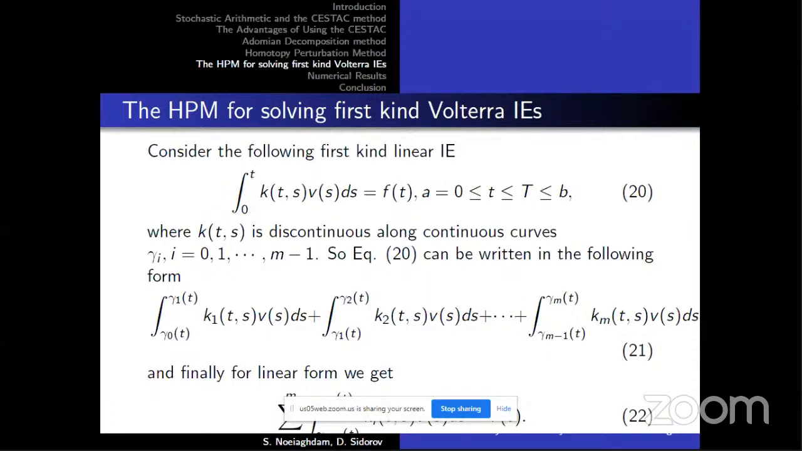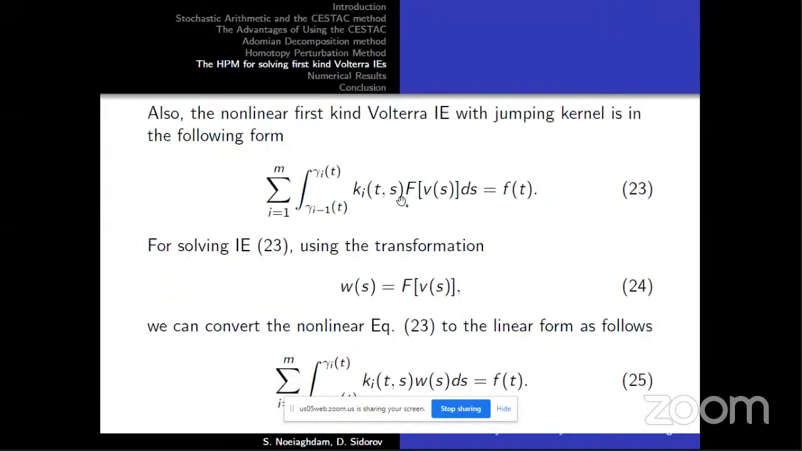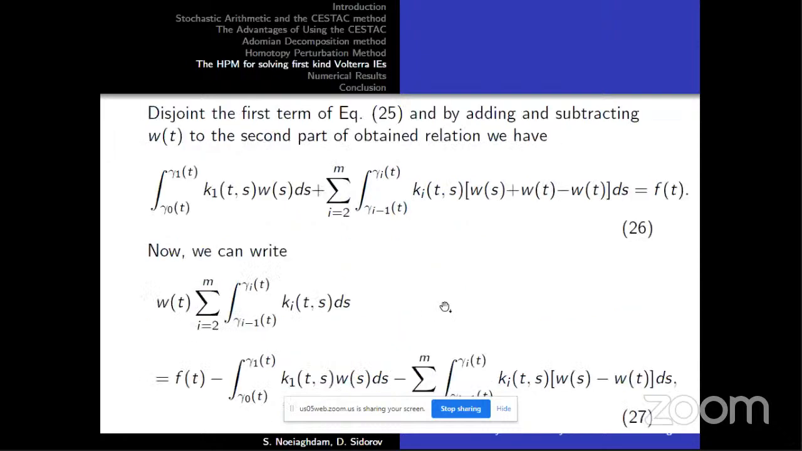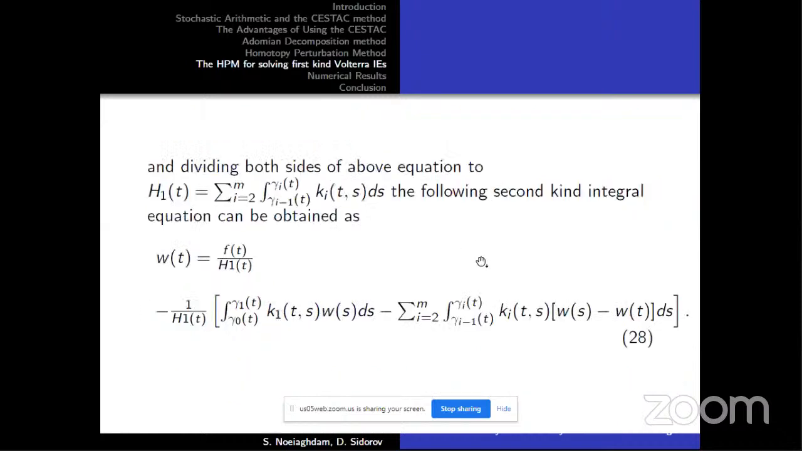The problem is applying the homotopy perturbation method for solving the first kind Volterra integral equation with a discontinuous kernel. Here we can see the nonlinear form of the problem. For the nonlinear part, applying a transformation, we will be able to change the problem to the linear form in equation 25. Also, if we add some function WT and subtract WT, we will be able to change the problem from the first kind integral equation to the second kind. Because we know that solving the linear first kind integral equation is not easy.